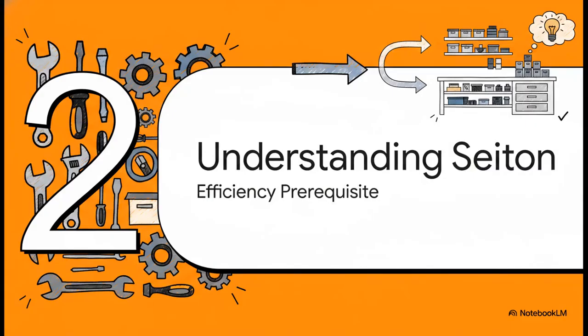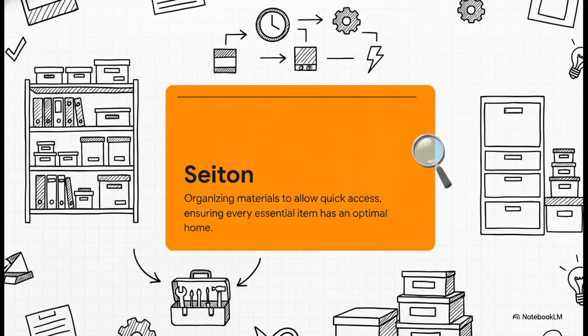Section 2. Understanding Seiton, set in order, the prerequisite to efficiency. Let's lay down our foundation. What exactly is Seiton? Simply put, it translates to a sense of organization. It's the meticulous process of arranging essential materials and tools to allow for quick, frictionless access. The primary goal is to ensure every single item has an optimal home, enabling what we call point-of-use efficiency. So the absolutely crucial takeaway here is that Seiton isn't just about making things look neat and tidy. No, it is about engineering a physical space where work happens with literally zero unnecessary friction.